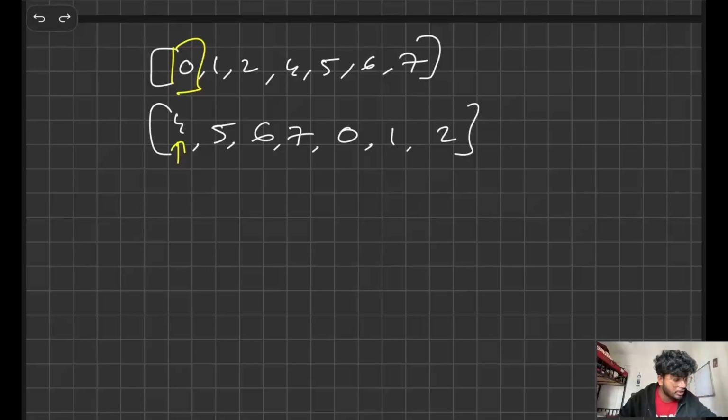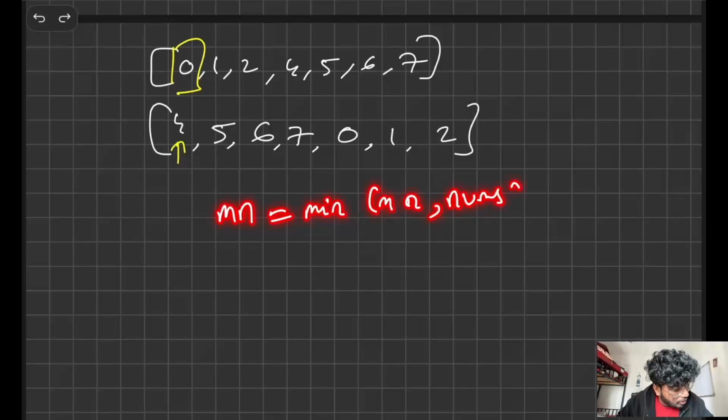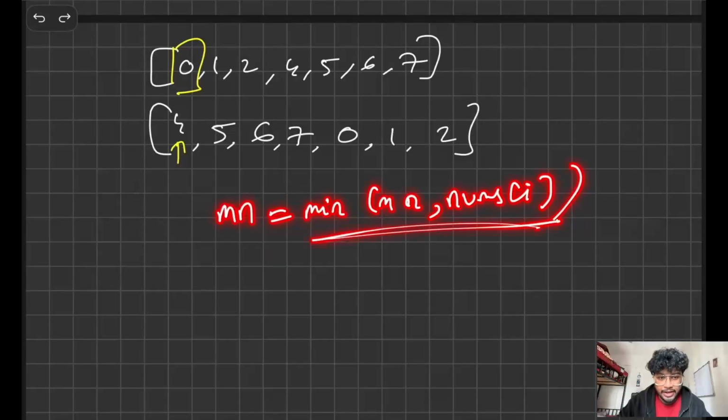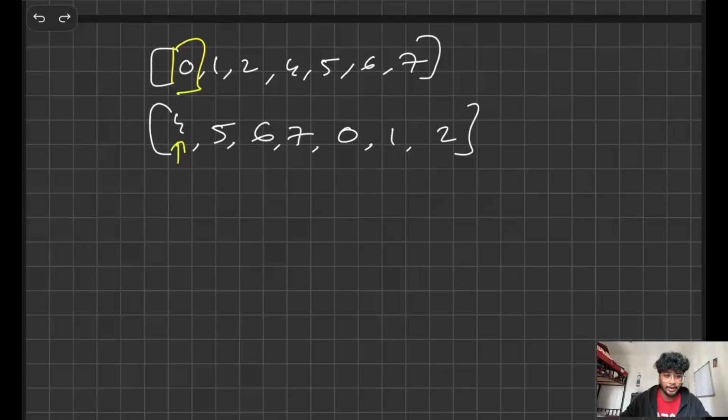I'll just go through each element, 4, then 5, then 6, then 7, then 0, and I'll keep track of the minimum in a variable minimum. This would be something like min of nums of i. So we can do this using linear search, but the problem explicitly mentions that we need to do it in logarithmic time, and it's fast.